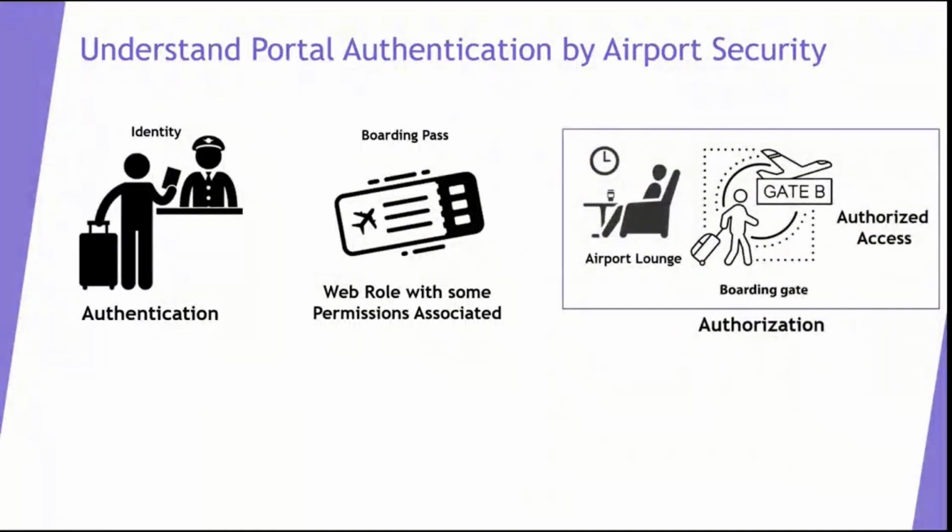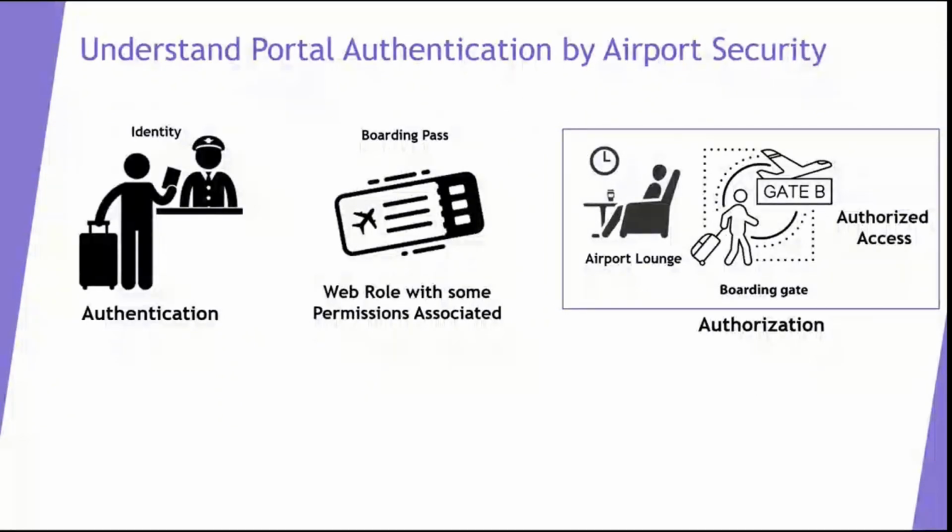Another thing is the authorization part, right? Authentication is just to show your identity. Once your identity is proven and you are the right person to have access, then you have the authorization. Authorization is the process that decides what sort of facilities you can use. For example, if you have the boarding pass and you authenticated successfully, then you can go to the boarding gate and use the airport lounge facilities. That is called authorized access.